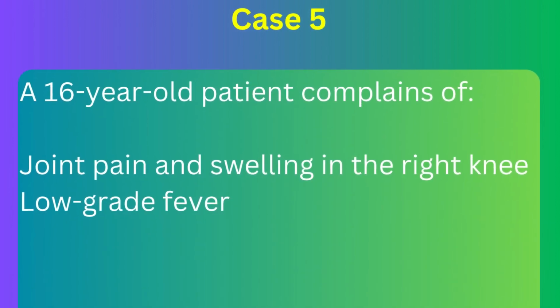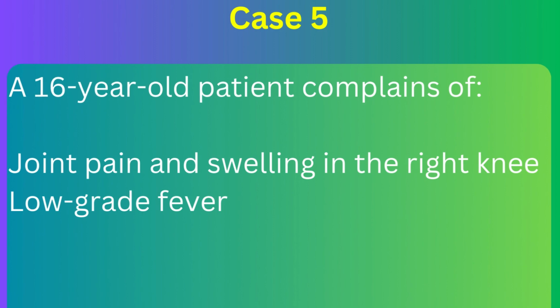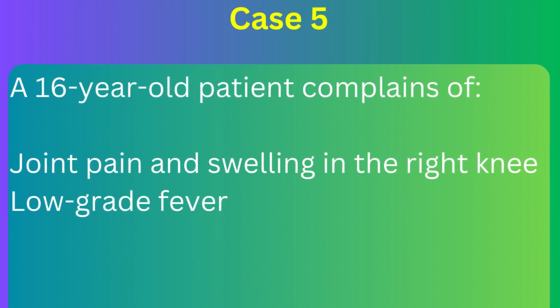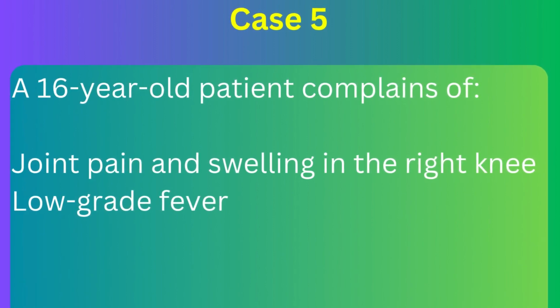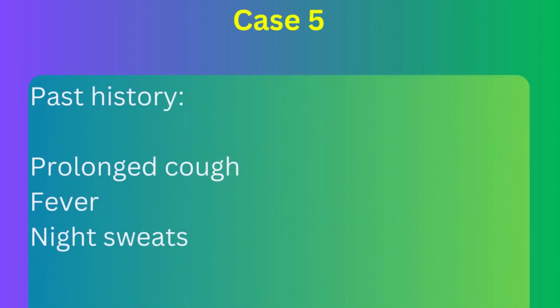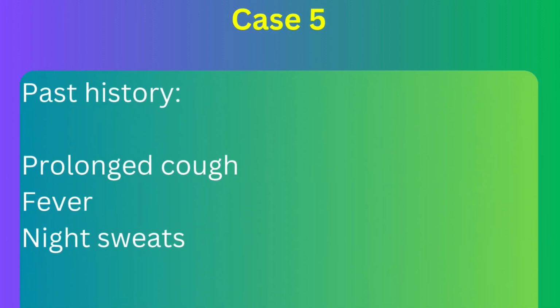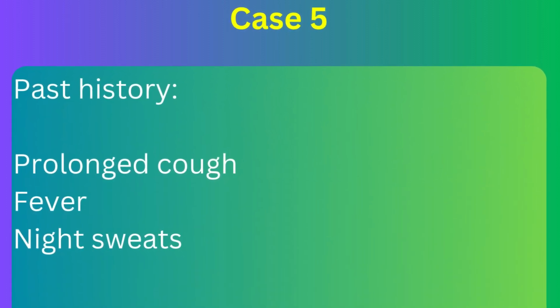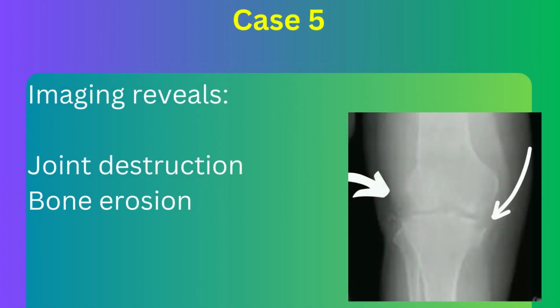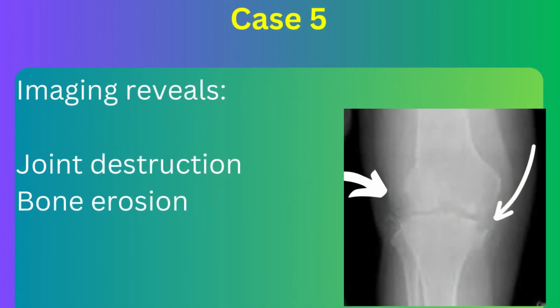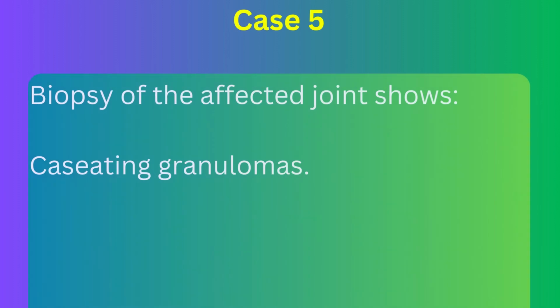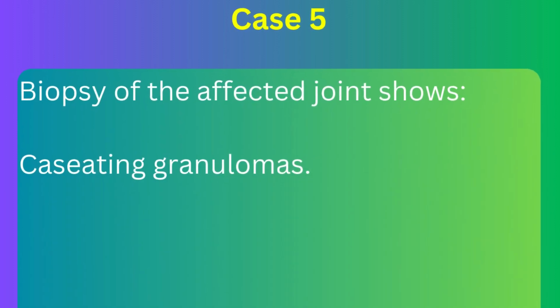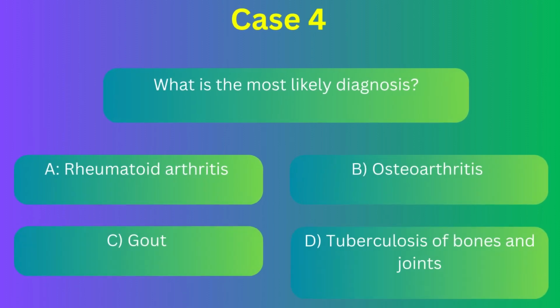Case 5. A 16-year-old patient complains of joint pain and swelling in the right knee, along with low-grade fever. He has a history of prolonged cough associated with fever, night sweats. Imaging reveals joint destruction and bone erosion. Biopsy of the affected joint shows caseating granulomas. What is the most likely diagnosis?